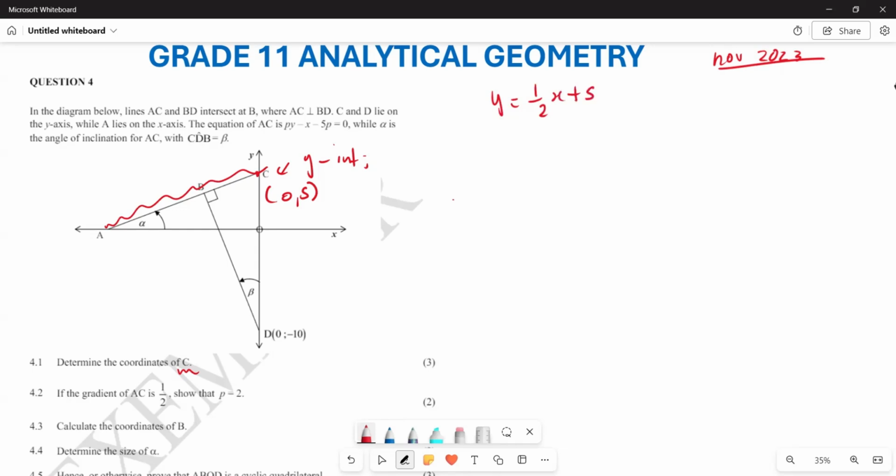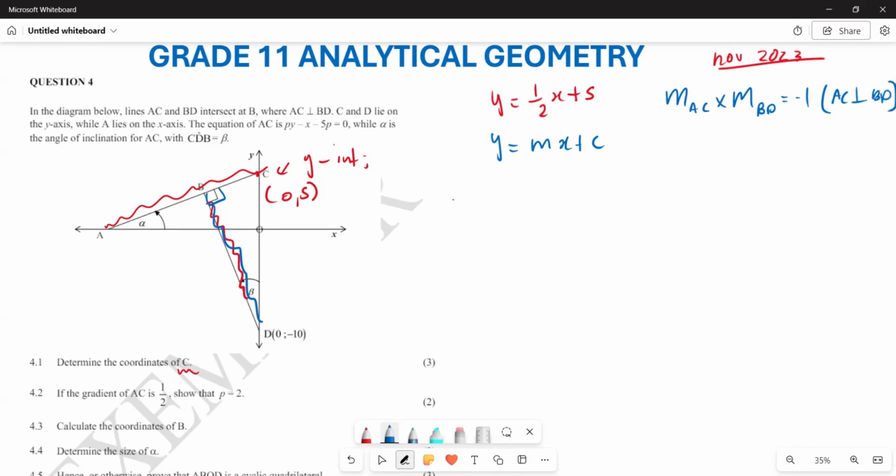Plus 5. Now, is there any possibility that we find out the equation of your BD? Yes, remember for equation, it's y is equals to mx plus c, right? Now, remember the gradient of this. This is perpendicular, so you can calculate the gradient that is perpendicular. You can say the gradient of your AC multiplied by the gradient of your BD is going to be equal to -1, because AC is perpendicular to BD.